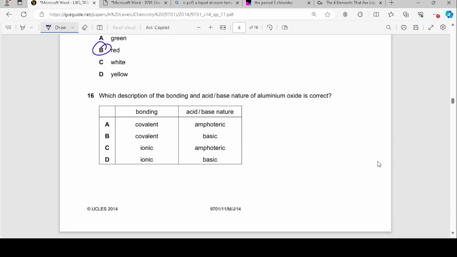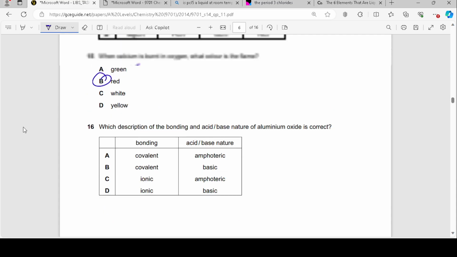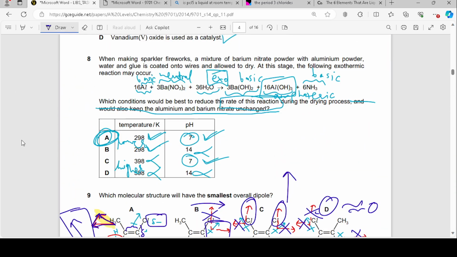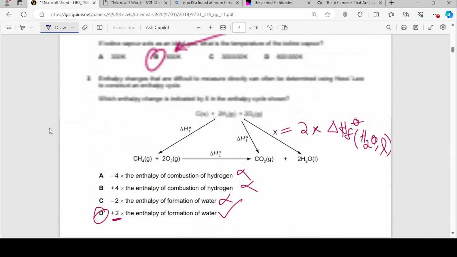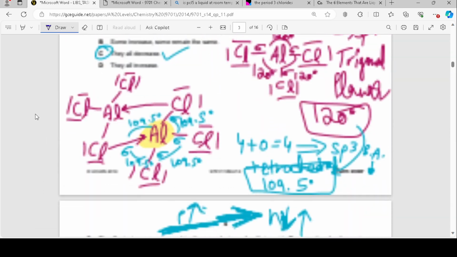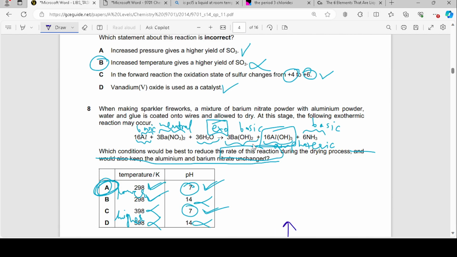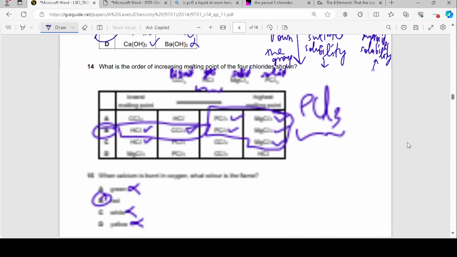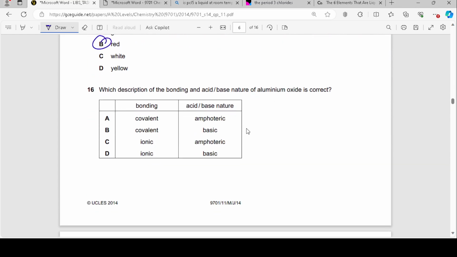Which description of the bonding and acid-base nature of aluminium oxide is correct? I feel like this was mentioned in a question some time ago as well. Maybe it was at some question somewhere. But this one, question 8, yeah, there was aluminum hydroxide, wasn't it? This is similar. Okay, it's aluminum oxide. But anyways, it is amphoteric and not basic.